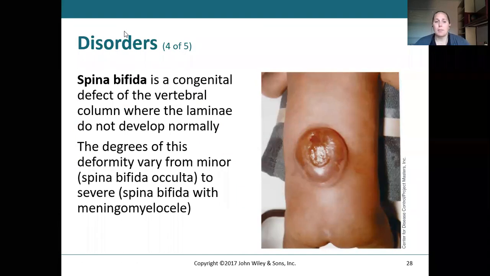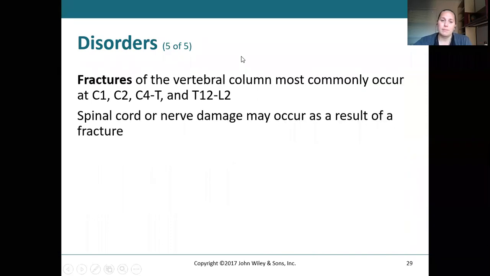Spina bifida is another disorder that can occur in the spinal column where the lamellae do not develop normally. You don't have complete fusion of the spinal cord and spinal column, and so the degrees may vary from minor to severe. Often spina bifida is a result of not enough folic acid in the diet of the mother, and so when people become pregnant, often it's highly recommended that they eat leafy greens because that contains a high amount of folic acid. But if anyone's taking a prenatal multivitamin, that should provide the amount of folic acid that they need to prevent this type of congenital birth defect.